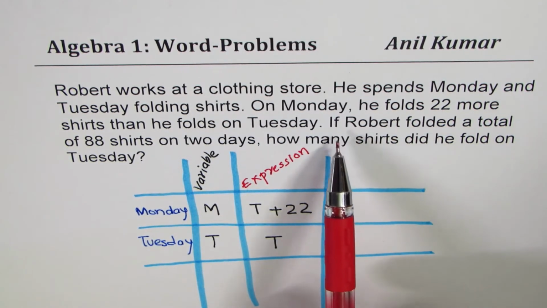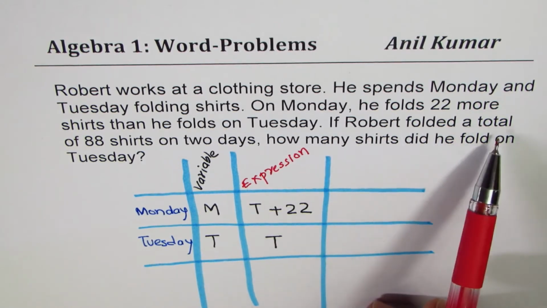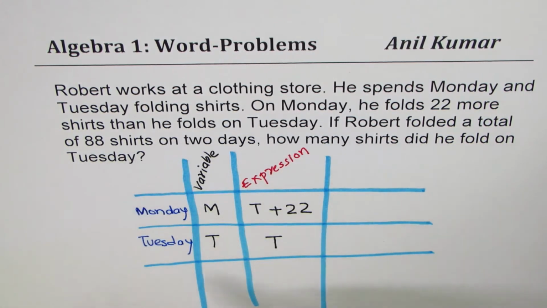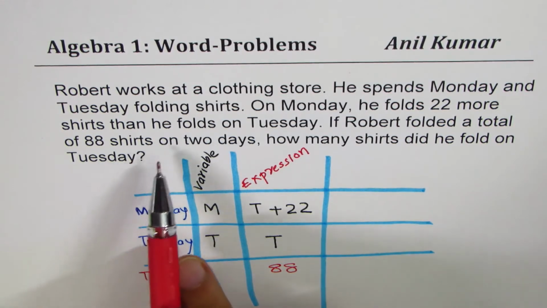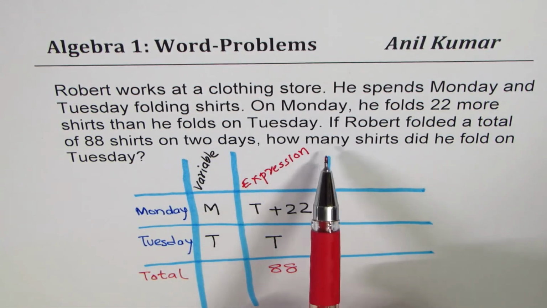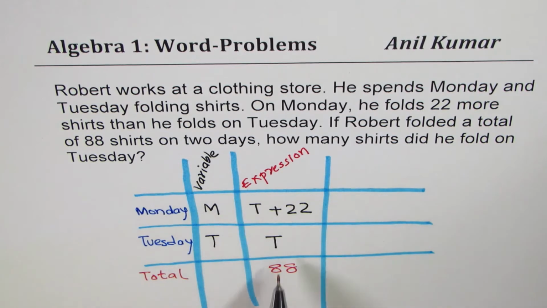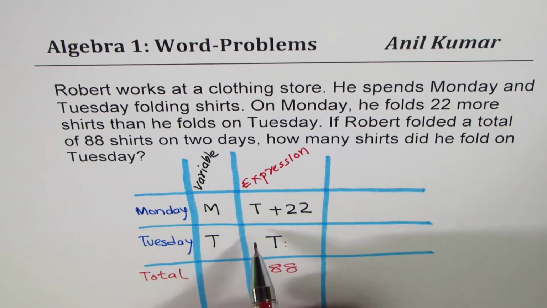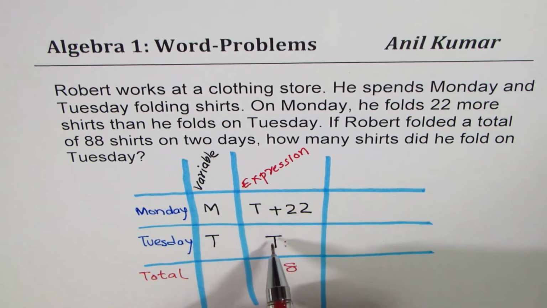Now let's move forward. If Robert folded a total of 88 shirts, that means we could add them, right? Total of 88 shirts on 2 days. How many shirts did he fold on Tuesday? This is what we want to figure out. Well, that makes it very clear. If I add these two, I should get 88, right? That is to say, if I do T plus 22 plus T, I should get 88.